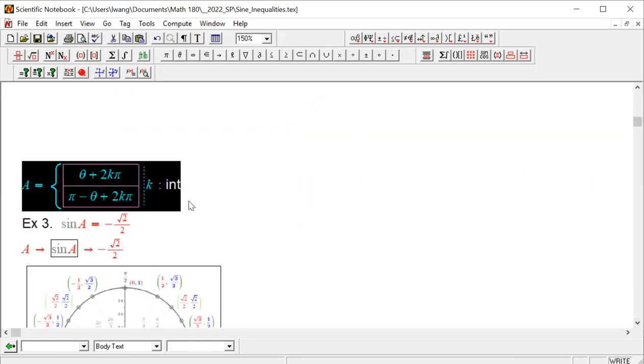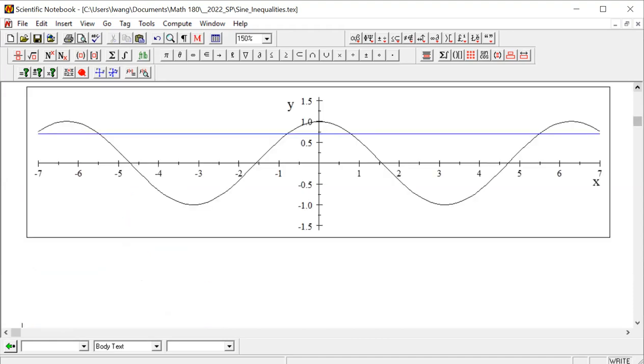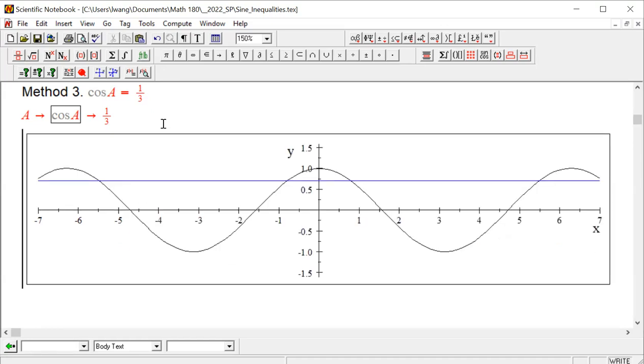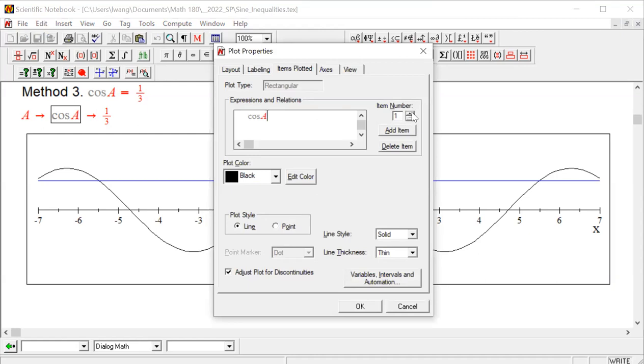I'm going to remove this. These are the residuals from when we're solving sine equations, okay? So don't get confused, but I put them there for a reason. I want to show you that the methodology, the methods are the same. It's just because the rule of the functions are different. So for 1/3, instead of drawing √2/2, we're drawing a horizontal line at 1/3.